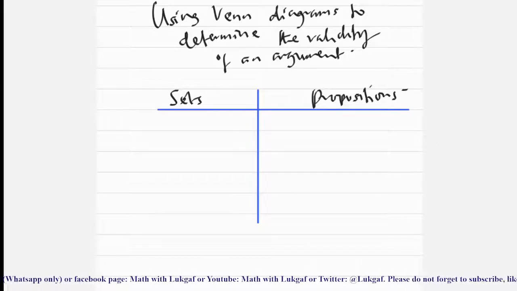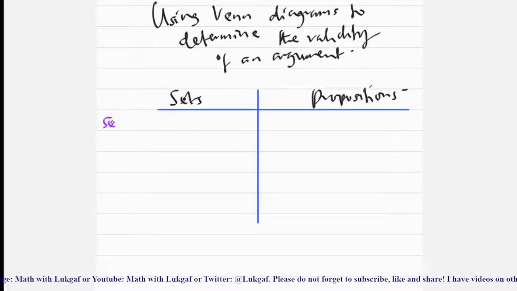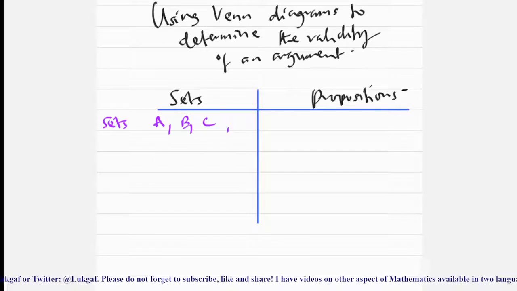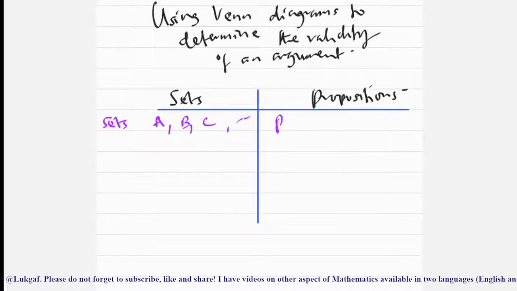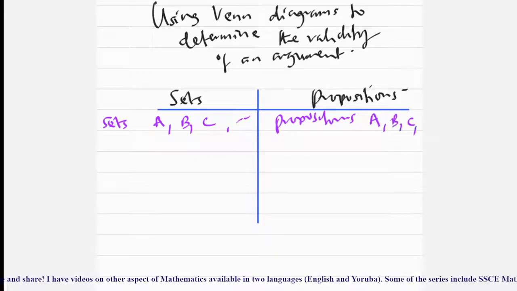Now the first one I'm going to make you aware of is that a set is denoted by an uppercase letter. Maybe you have set A, set B, set C, and so on. Likewise, you can have a proposition too. A proposition is also denoted by an uppercase letter. Maybe you have proposition A, proposition B, that is a statement. I hope you understand now.